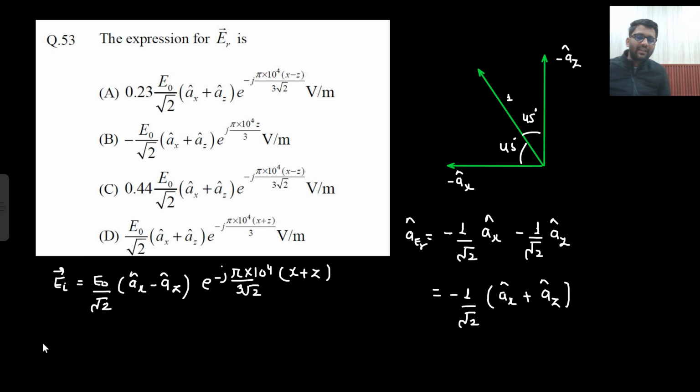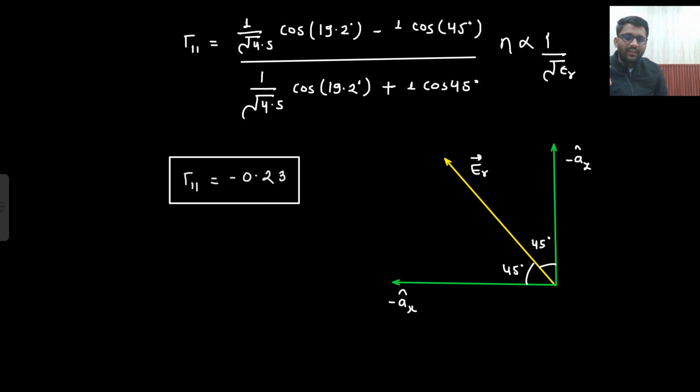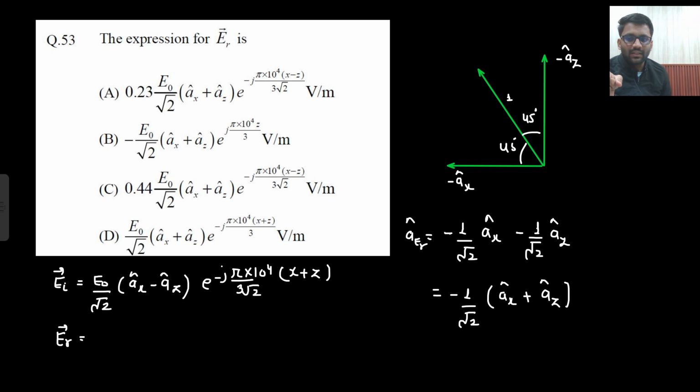So this was my incident electric field. Can I write down my reflected electric field? Yes. The ratio of the magnitude of reflected to the incident electric field is 0.23. So if the magnitude here is E naught by under root 2, then here the magnitude will be 0.23 into E naught by under root 2.